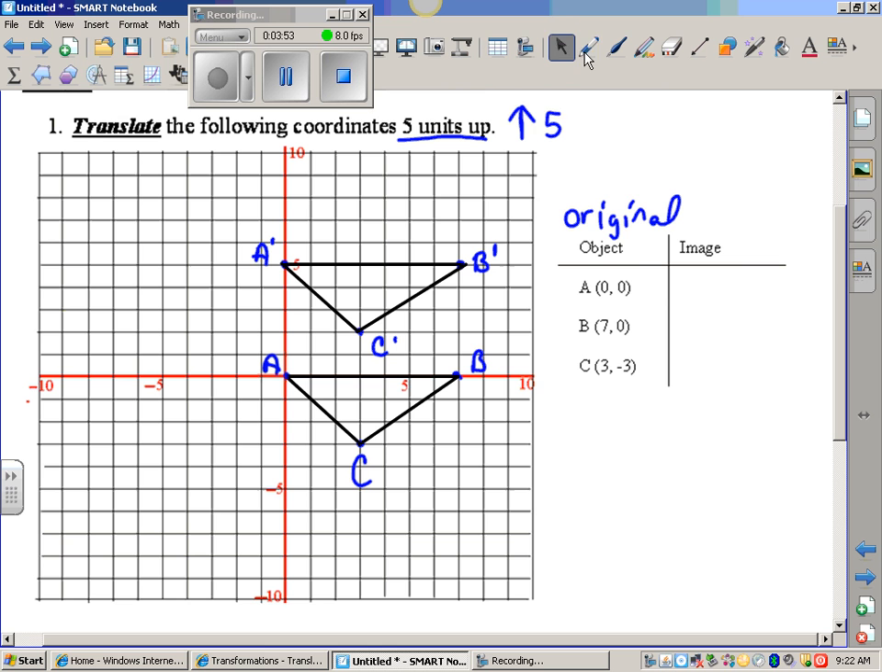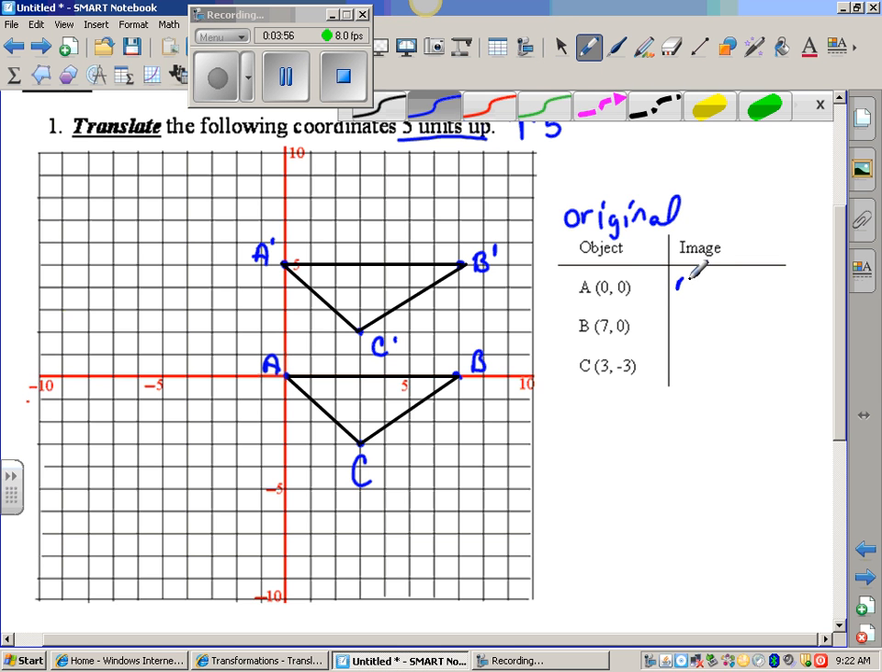So now we're going to find the coordinates of our image. A prime: we're not walking left or right at all, and we're climbing up 1, 2, 3, 4, 5. So this is 0, 5. B prime is over here. Let's see, we start at the origin. We're going to walk 1, 2, 3, 4, 5, 6, 7. Climb up 1, 2, 3, 4, 5. So that's the coordinate 7, 5. And now C prime, again, right here. Start at the origin. Walk 1, 2, 3, and up 2.